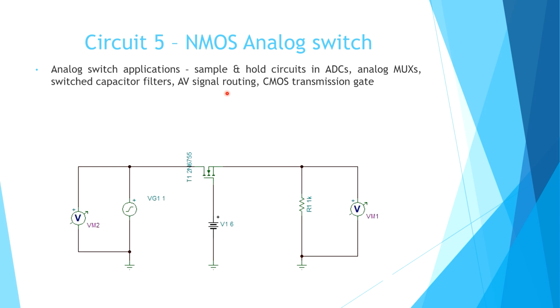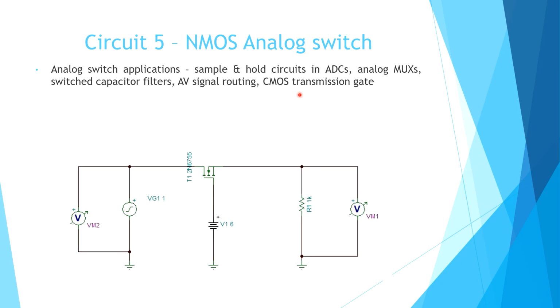And next is AV signal routing, for example for home theater and set-top box and all. The audio signal routing will be done with the analog switch here, and one of the inputs can be connected to the output through this MOSFET switch.